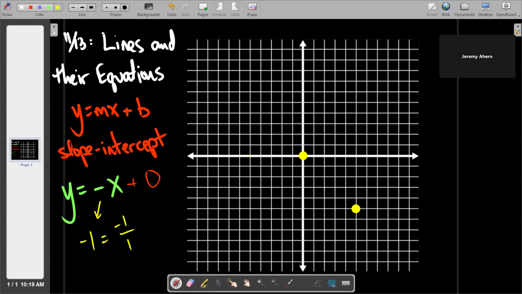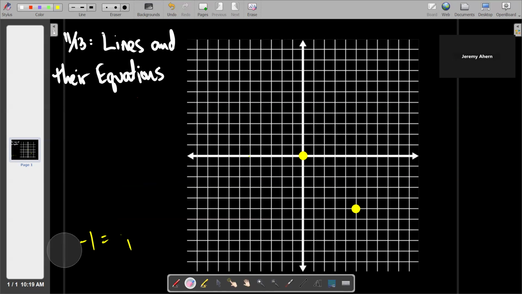Okay, the other thing for today is that I want to talk about some very particular special types of lines, and they are vertical and horizontal lines. But no slope and zero. Correct.